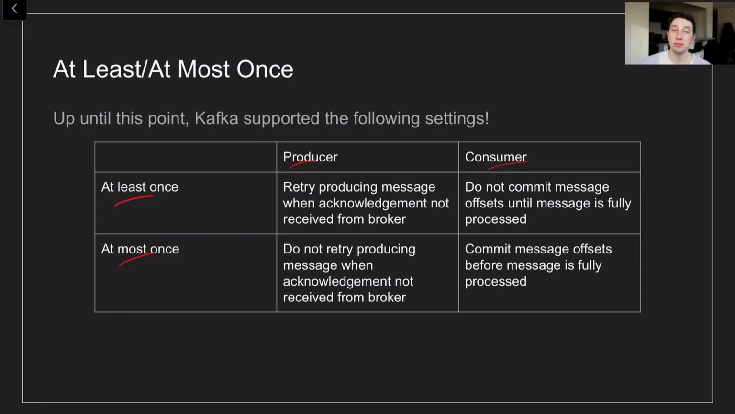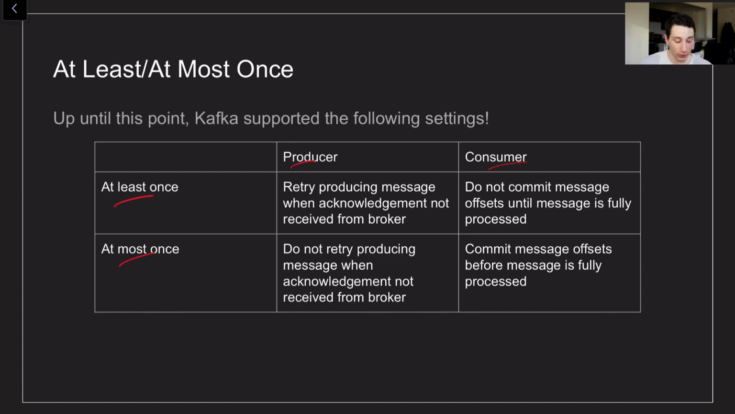It doesn't necessarily mean that the broker didn't process the message. On the consumer side, at least once basically means that we're not going to commit our message offsets until the message is fully processed. So in practice, this means that if our consumer goes down before it actually commits those offsets, it may come back up, look at its old offsets, and then reread messages that it already read but hadn't committed offsets for.